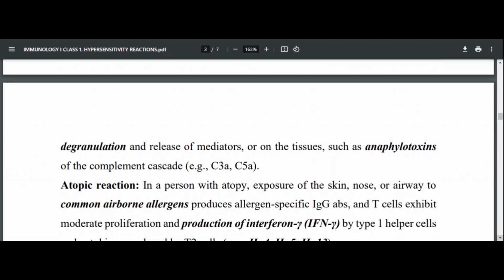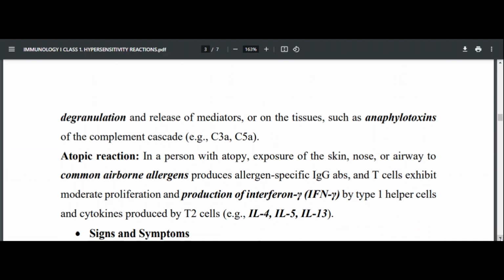In case of exposure of the skin, nose, or airway to common airborne allergens, the body produces allergen-specific IgE antibodies. T cells exhibit moderate proliferation and production of interferon gamma by type 1 helper cells, and also cytokines produced by Th2 cells, which include interleukin 4, 5, and 13. So this is just exposure of the skin, nose, or airway to any common airborne allergens.